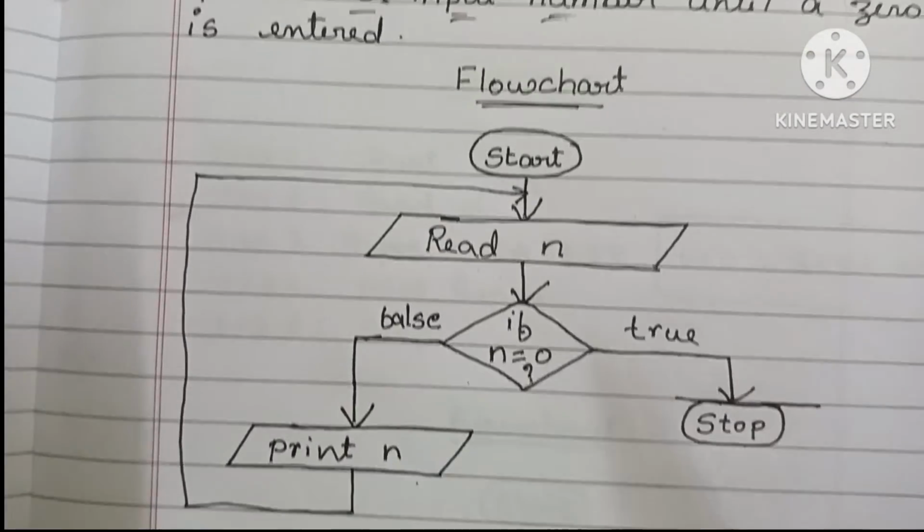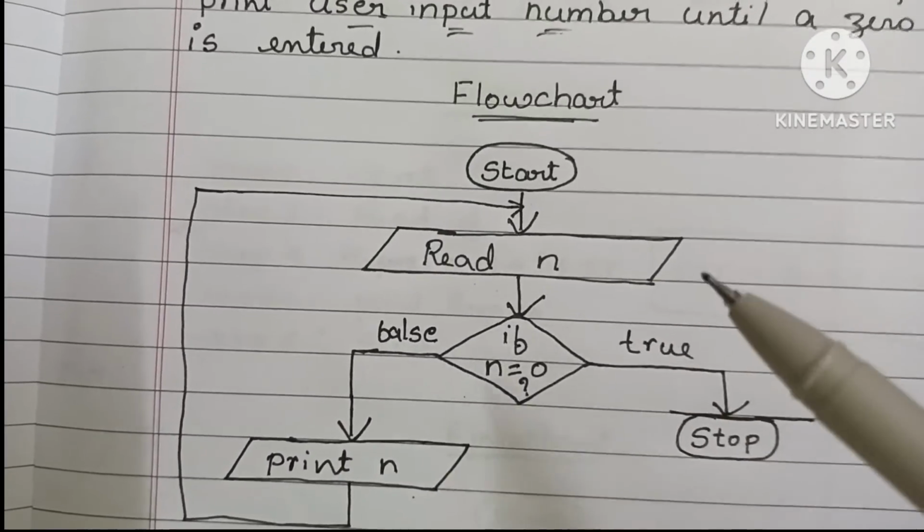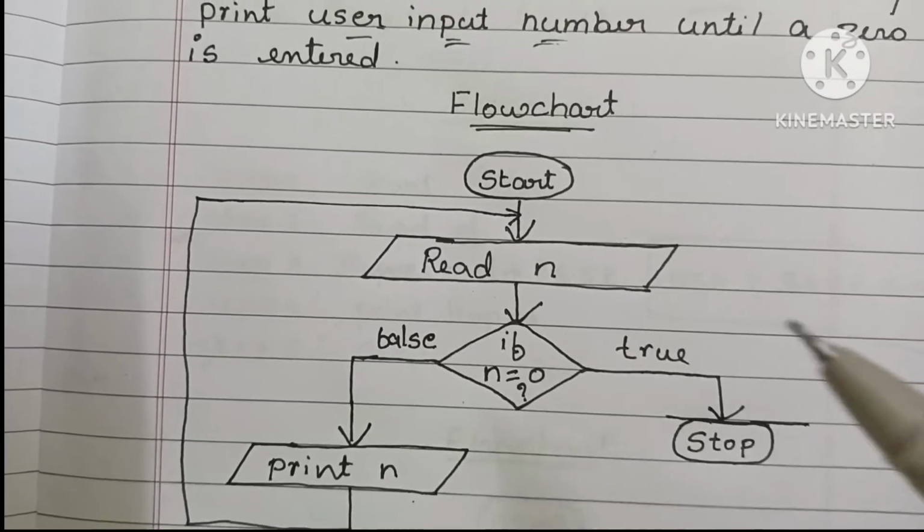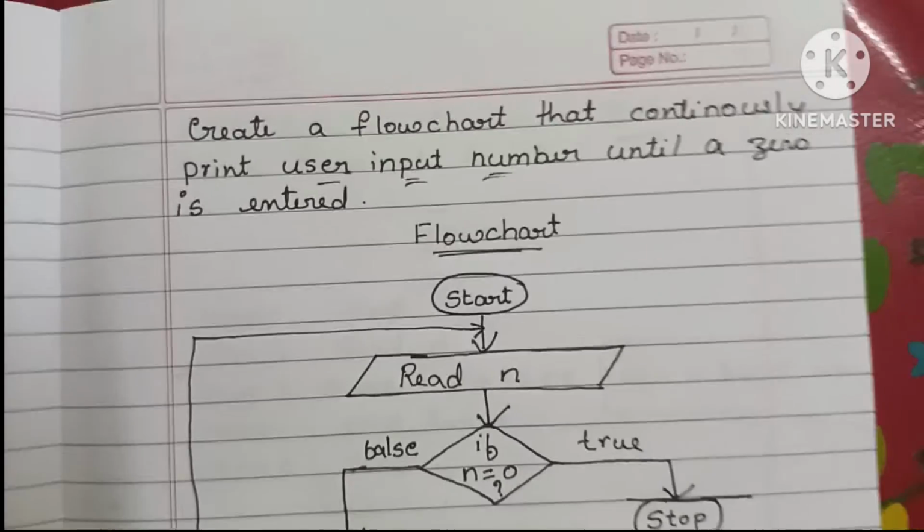So guys, this is the flowchart that continuously prints user input numbers until a 0 is entered.